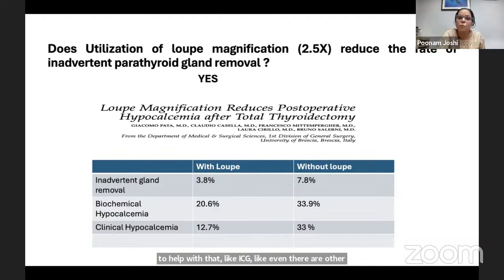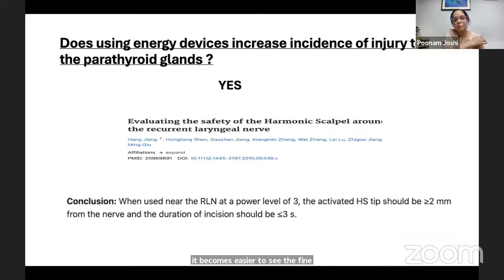Does utilization of loops help? I think we all know that even for recurrent laryngeal nerve identification, it does help. If you have a loop and you have practice with it, it is usually a better idea to do it with a loop. There is data to suggest that with the loop, the identification of parathyroid glands, blood vessels, and the recurrent laryngeal nerve is much more enhanced and enlarged. It becomes easier to see the fine vessels also. So it does make a difference.